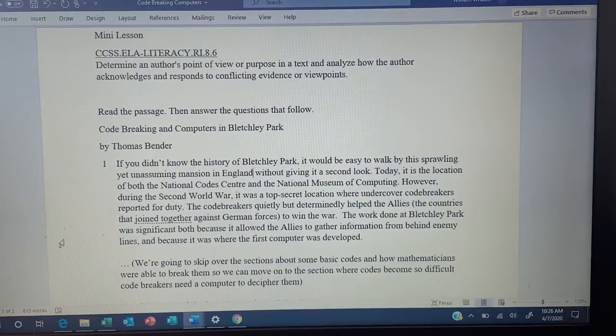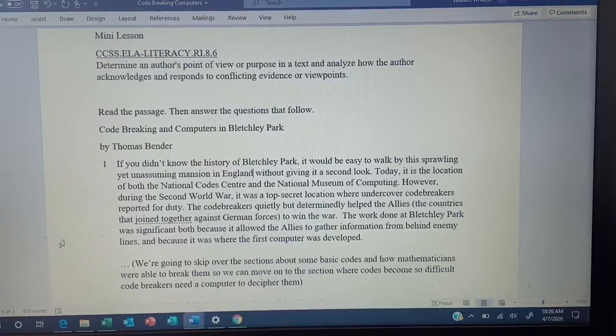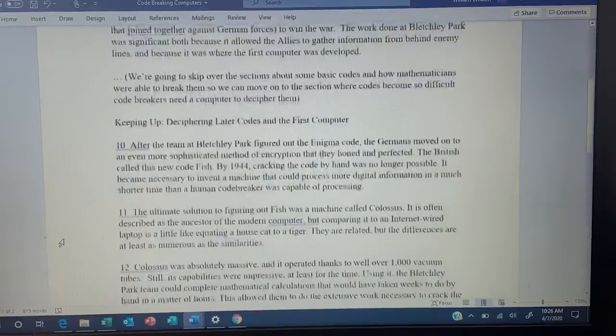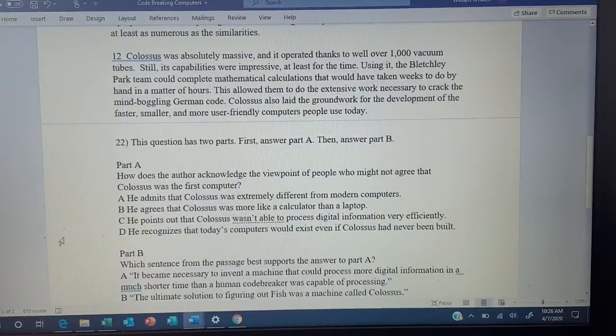Today we're going to take a look at a text called Code Breaking and Computers in Bletchley Park. We're going to focus on standard RI 8.6, which is determining an author's point of view or purpose in a text and analyzing how the author acknowledges and responds to conflicting evidence or viewpoints. This is going to correlate with question 22.